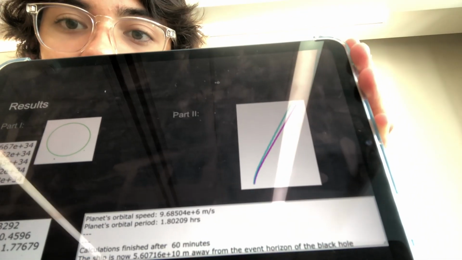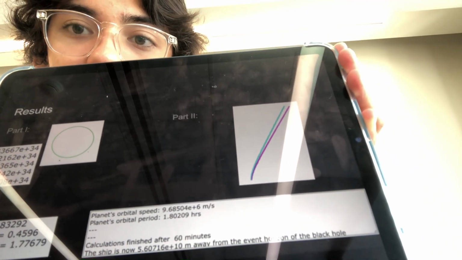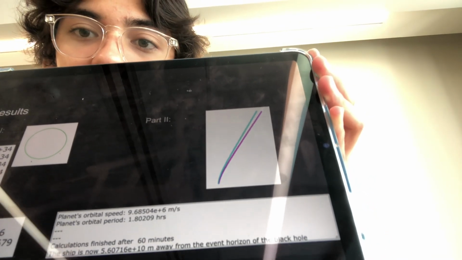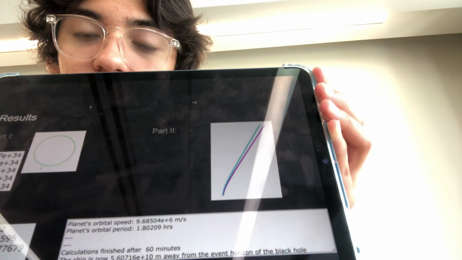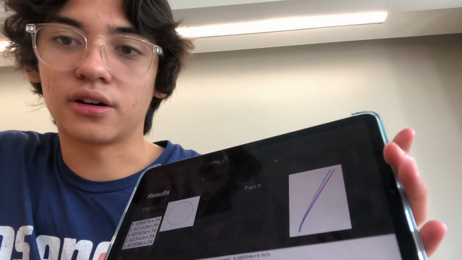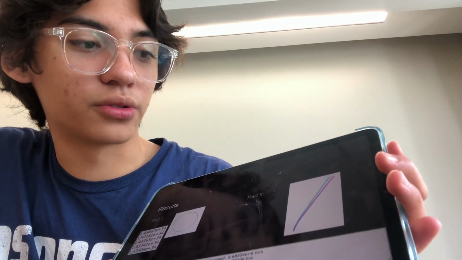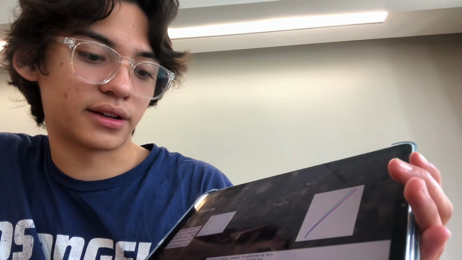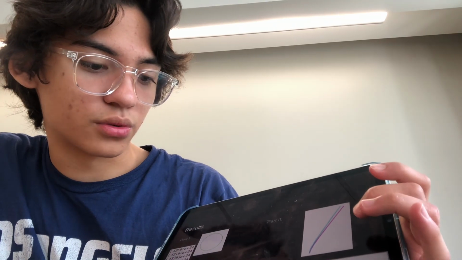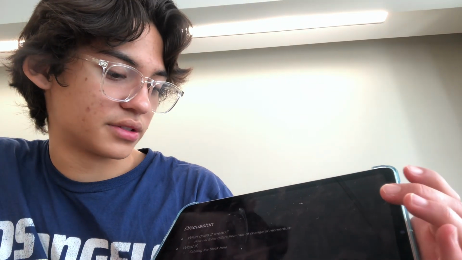For part two, we have the path of the ship in purple and the path of the planet in cyan, and we can see that the ship shoots off of the planet and gets closer to the black hole than the planet. We found that the closest we could get to the black hole was 5.6 times 10 to the 10 meters away.